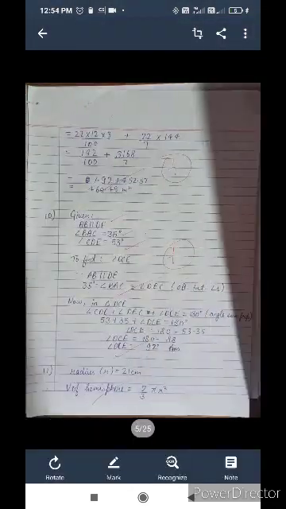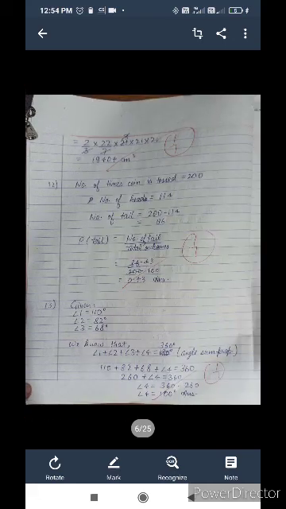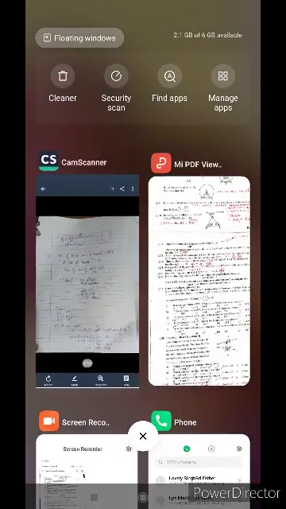Question number 13. Yes. So the angles are 110, 82, 68. So by angle sum property of quadrilateral, sum of angles of a quadrilateral is 360. So let the fourth angle be angle 4 or angle X we can say. So angle 4 is equal to 110 plus 82 plus 68 is 260. So angle 4 is 360 minus 260, that is 100 degree. Okay, next question number 14.